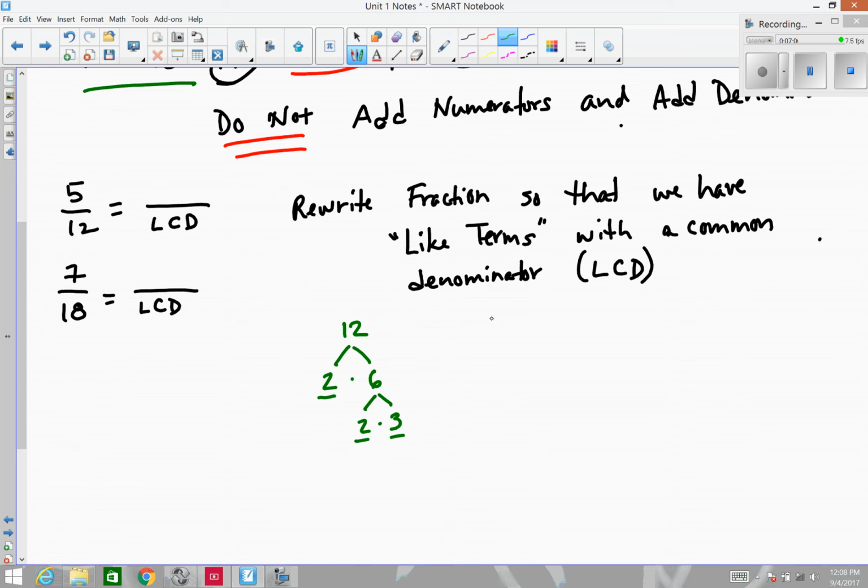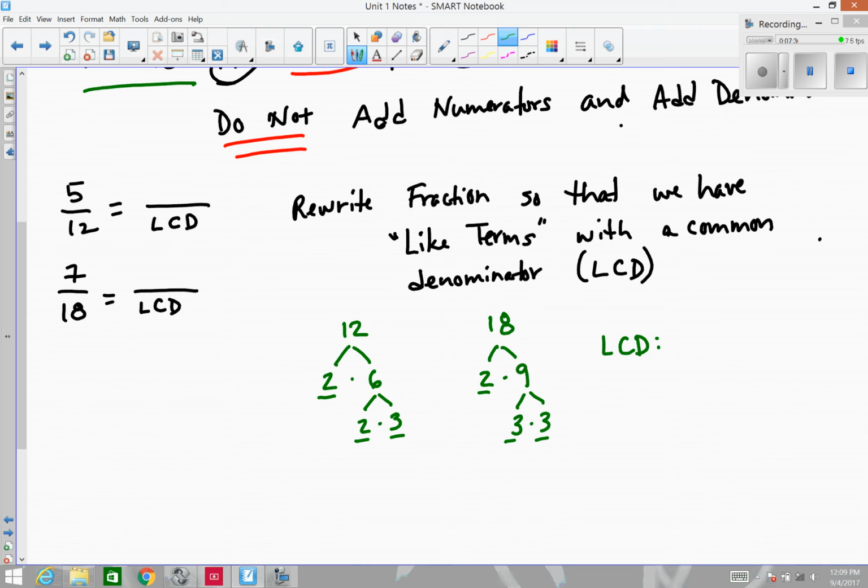I'm going to do the same thing for that denominator of 18. Doing the tree factorization, I can multiply 2 times 9. 2 is prime, but 9 is not. 9 can be written as 3 times 3. And I have my prime factorization now as 2 times 3 times 3. So here's now how I'm going to get the least common denominator for my 12 and 18.